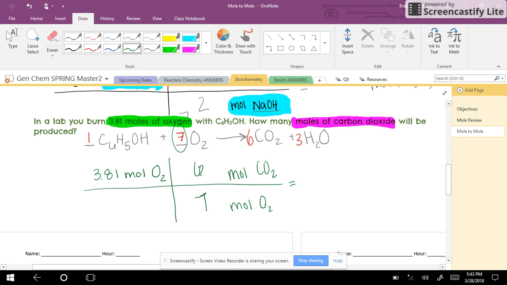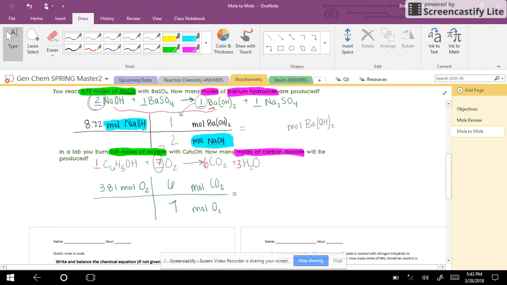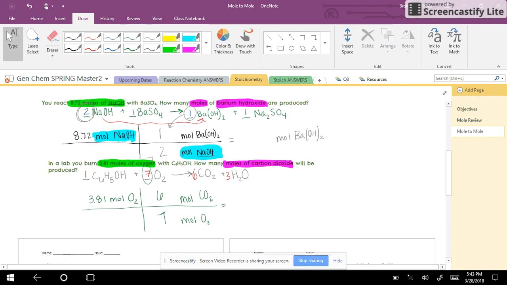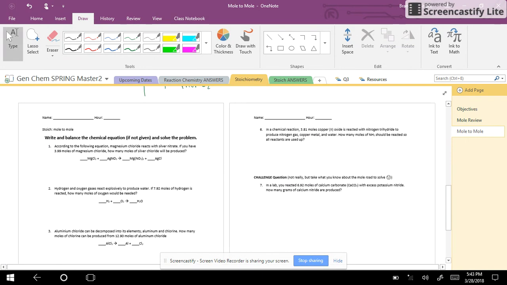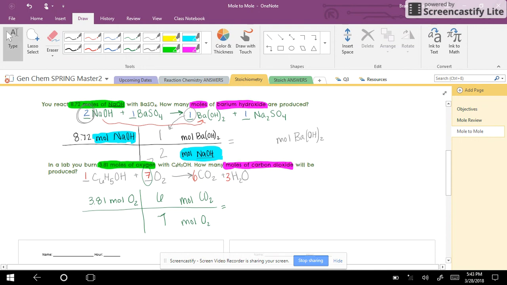And I would get my answer, and you would just do 3.81 times 6, enter, divided by 7. And that's it. So hopefully this helped you guys see how to set up the questions. They're all the same. Every question in this practice is exactly like this. Start with what's given, cross the mole bridge.